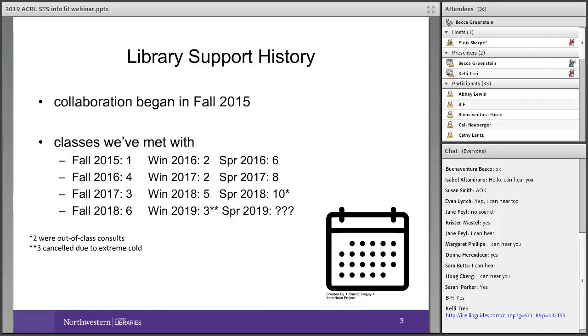Like I said, there are twice as many sections in the spring as in the fall and winter, so it makes sense that those numbers tend to be a bit bigger. And I will also say that this doesn't include research consultations, so one-on-one help, nor does it include answering questions by email.